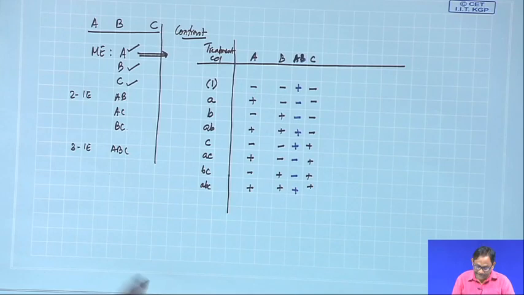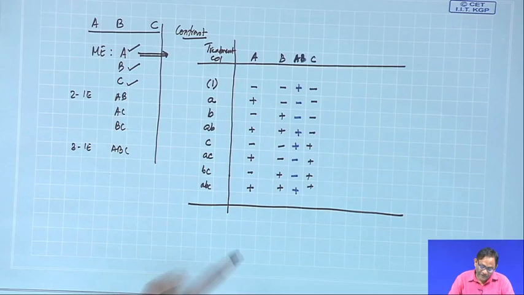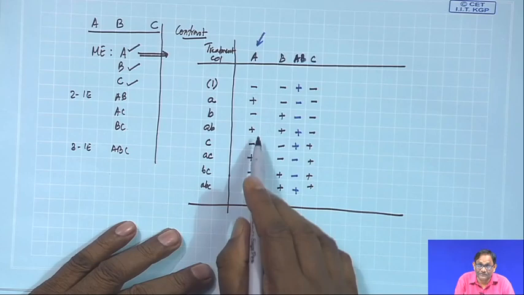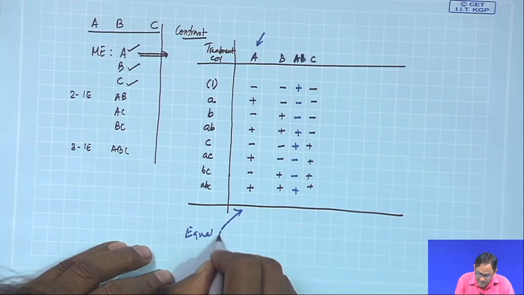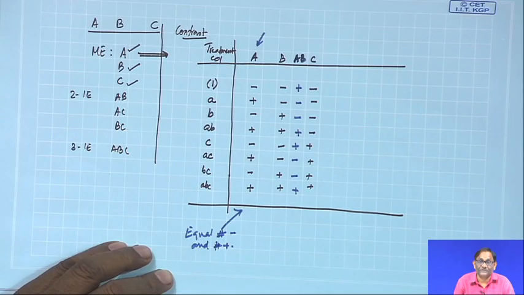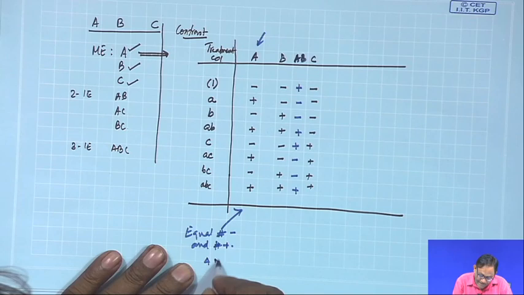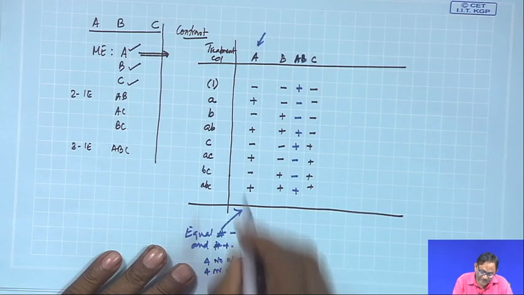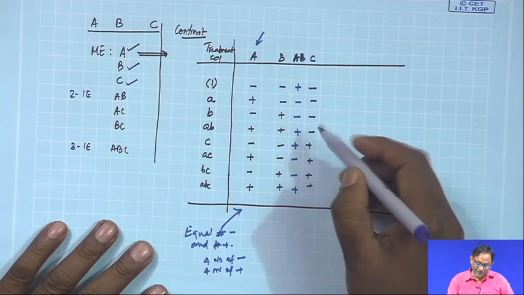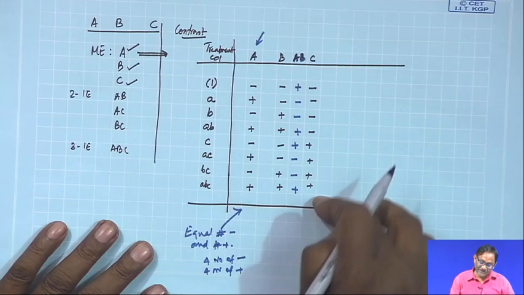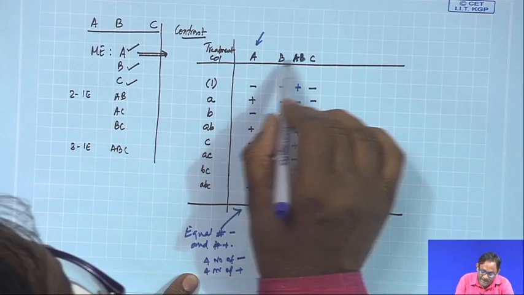What is happening here? If you see the column A, how many minus? There are 4 minus, 4 plus. So, equal number of minus and plus. Now, go to B, the same. So, here it is basically 4 minus and 4 plus. We have 8 runs, treatment combinations. Now, that will happen to AB also. You see plus, plus, plus, plus. So, 4 plus 4 minus. For C also 4 plus 4 minus. So, once you multiply A and B, you will be getting the AB column.